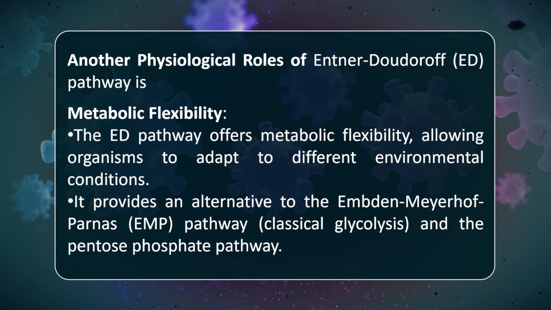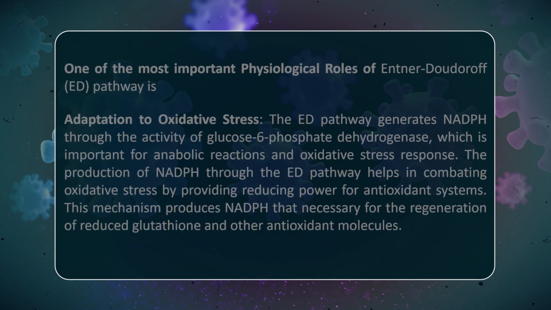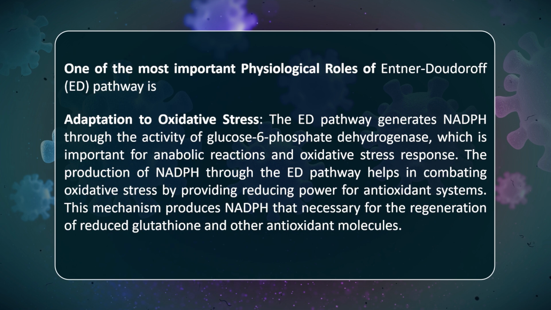It also provides an alternative to the EMP pathway, classically called glycolysis, and the PPP pathway. One of the most important physiological roles of the ED pathway is adaptation to oxidative stress. The ED pathway generates NADPH through the activity of glucose 6 phosphate dehydrogenase, which is important for anabolic reactions and oxidative stress response. The production of NADPH through the ED pathway helps in combating oxidative stress by providing reducing power.